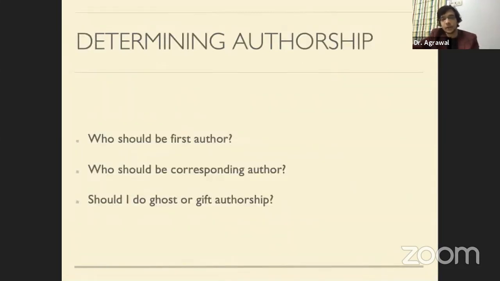Again, when you're determining authorship, who should be first author, who should be corresponding author, should I do ghost or gift authorship? Ghost authorship is basically excluding someone who participated in the work of your study. Gift authorship is including the name of someone who did not participate. Usually you should avoid either of these things because in the long run, it may not help you, right? So usually what I do is whoever I'm working with, I make sure that before we even do one iota of work on our research paper, they know exactly what their role is going to be in terms of authorship, whether they're not going to be authors, whether they're going to be included in the acknowledgement sections as we had previously spoken about. So that everyone's on the same page.